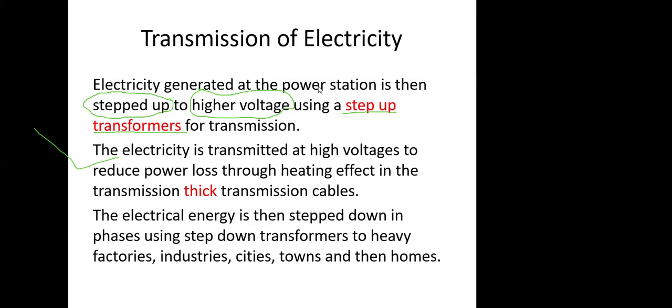Then they have continued to tell us that the electricity is transmitted at high voltages to reduce power loss through the heating process in the transmission, and that the transmission cables are thick. So we are going to pause and ask ourselves what causes the power losses, and why we think that these cables for transmission are made thick.